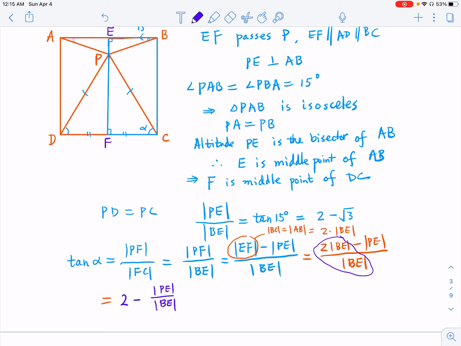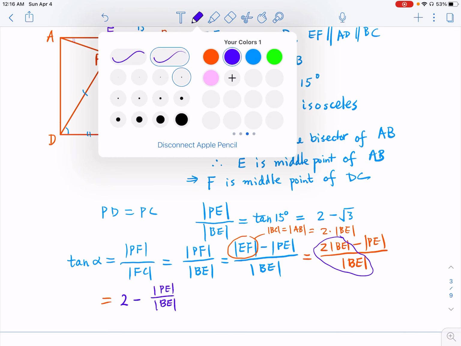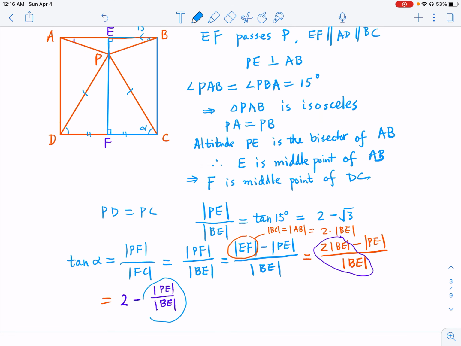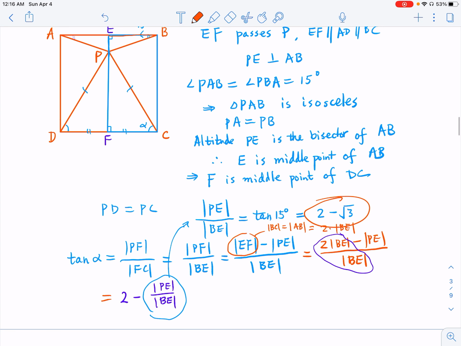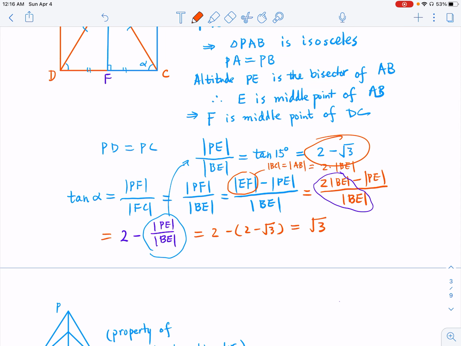What is PE divided by BE? It happens to equal tangent 15 degrees, and we know tangent 15 degrees is equal to 2 minus the square root of 3. So this is equal to 2 minus the square root of 3, and with some algebra, this equals the square root of 3. So tangent alpha equals square root of 3, so alpha equals 60 degrees.